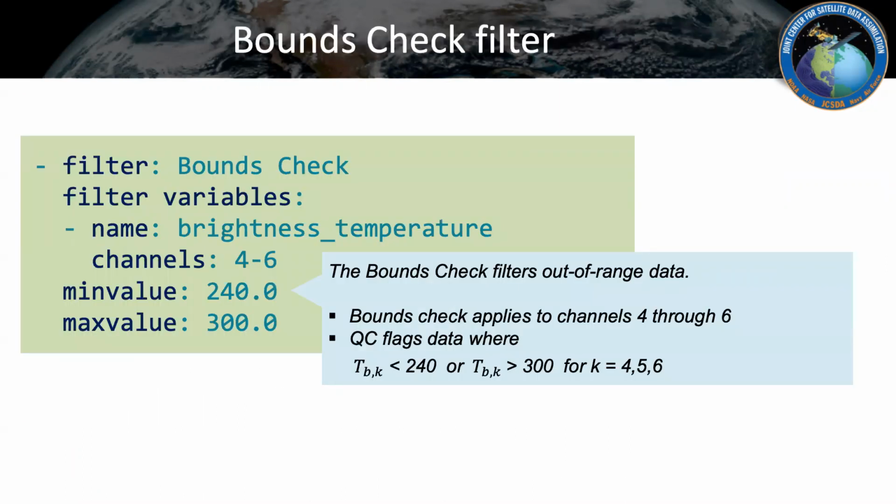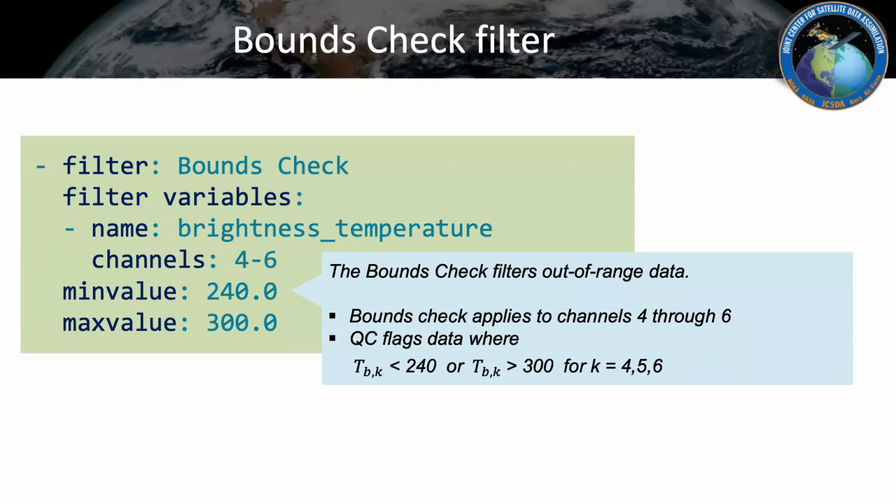So the first is really simple, and this is the bounds check filter. And it does what it says. It filters out of range data. So this is just a YAML snippet taken from the Read the Docs documentation again. So you specify the filter by its name, so bounds check, and then you say what you're applying it to. So in this case, you want to filter out the brightness temperature that's recorded by some instrument.